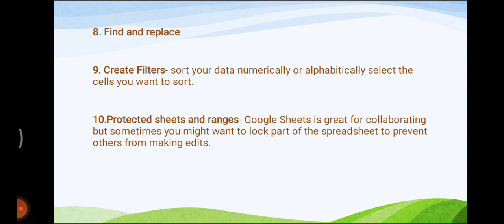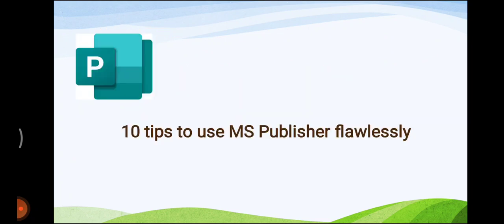Number 10, protect sheets and ranges. Google Sheets is a great tool for collaborating, but sometimes you might want to lock part of the spreadsheet to prevent others from making edits. And the next one is the Microsoft Publisher. So I have here the 10 tips to use MS Publisher flawlessly.